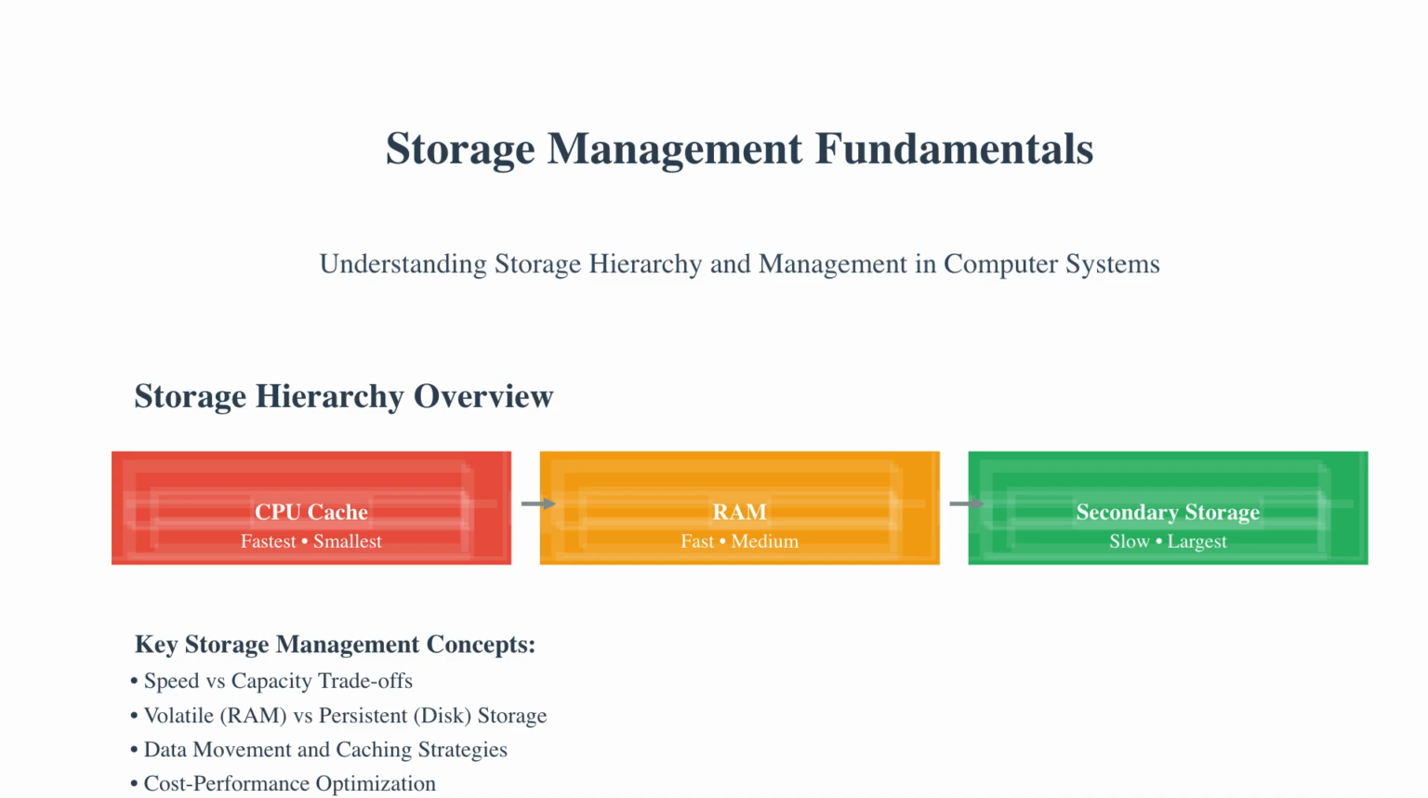Moving down, we have RAM, random access memory. It's fast and provides medium capacity, serving as the primary workspace where your operating system and currently running applications reside. Finally, we have secondary storage: hard drives, SSDs, and other persistent storage devices. While slower than RAM, they offer the largest capacity and retain data even when power is off.